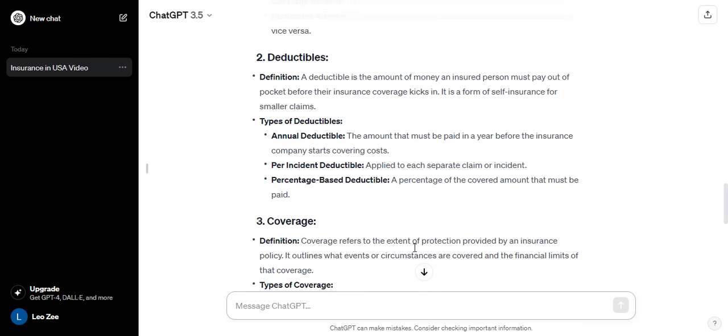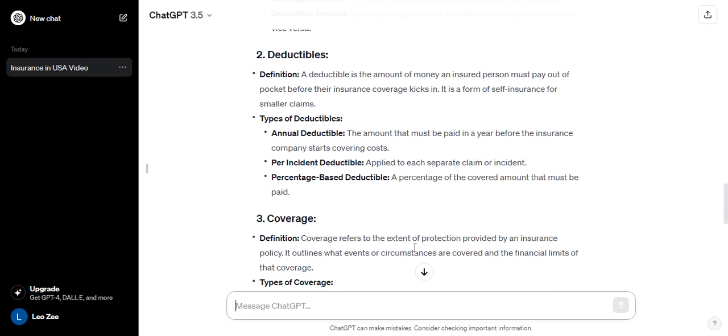Deductibles. A deductible is the amount of money an insured person must pay out of pocket before the insurance coverage kicks in. It is a form of self-insurance for smaller claims.